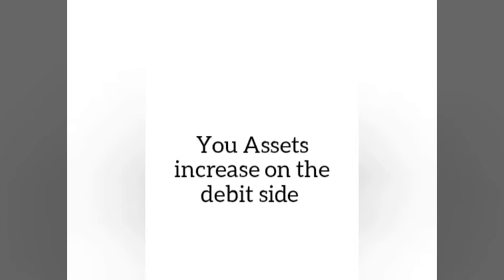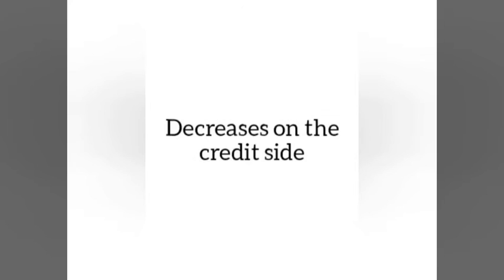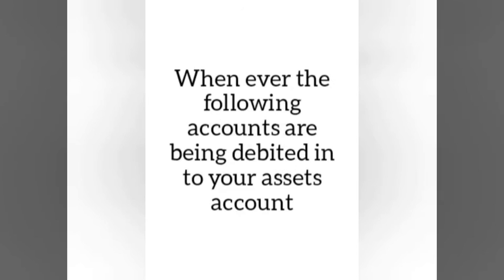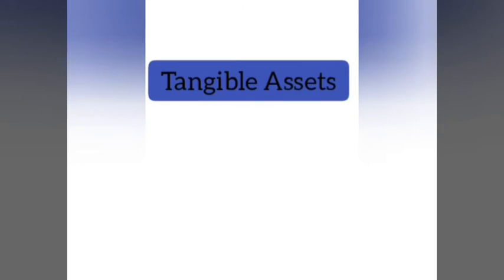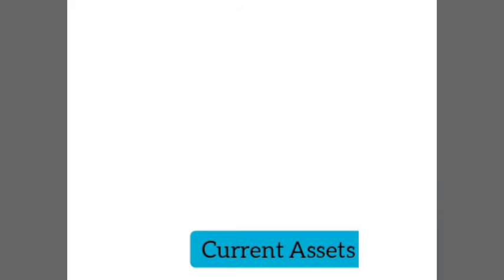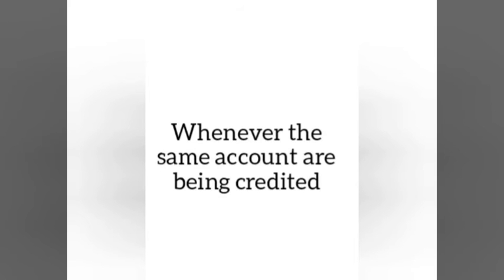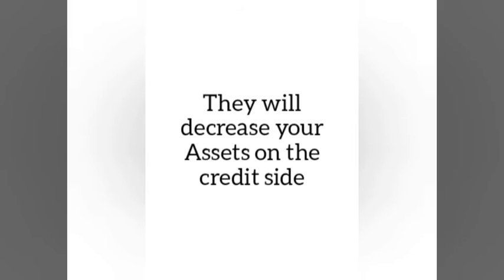Your asset increases on the debit side and decreases on the credit side. Whenever the following accounts are being debited into your assets account, meaning your tangible assets, investment, and current assets, they will increase your assets on the debit side. And whenever the same accounts are being credited, they will decrease your assets on the credit side.